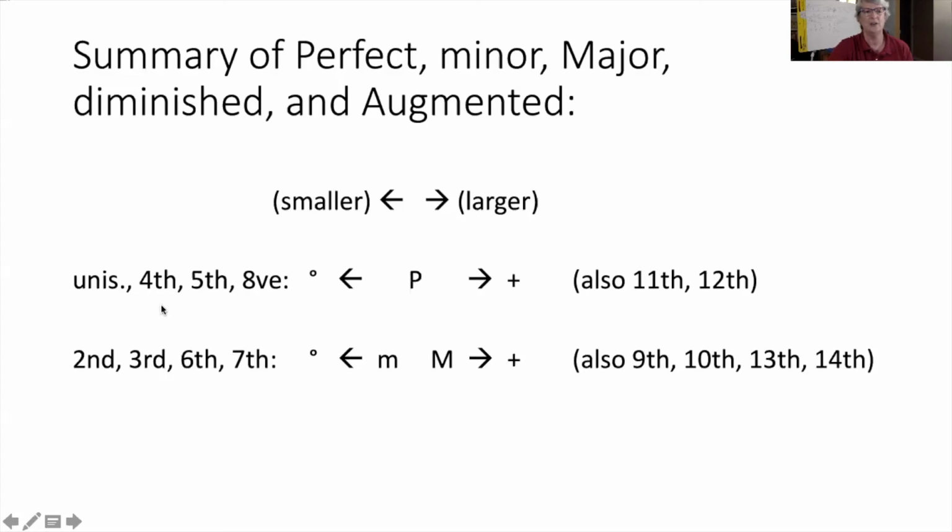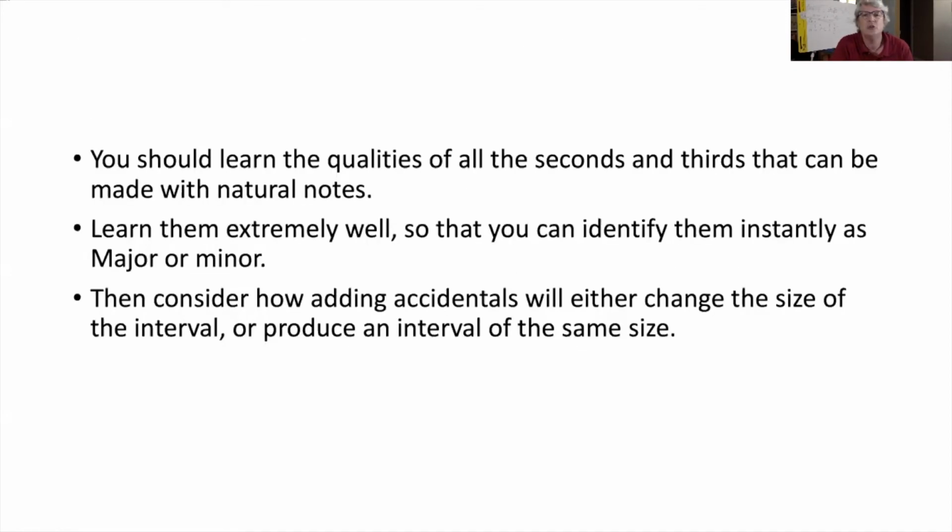So again, like the unisons, fourths, and fifths, seconds and thirds can be augmented. They just can't be perfect. You should learn the qualities of all the seconds and thirds that can be made with natural notes. In other words, go back to lines A and B on my previous slides and look at which seconds in the C major scale are major and which are minor, and then which thirds are major and which are minor.